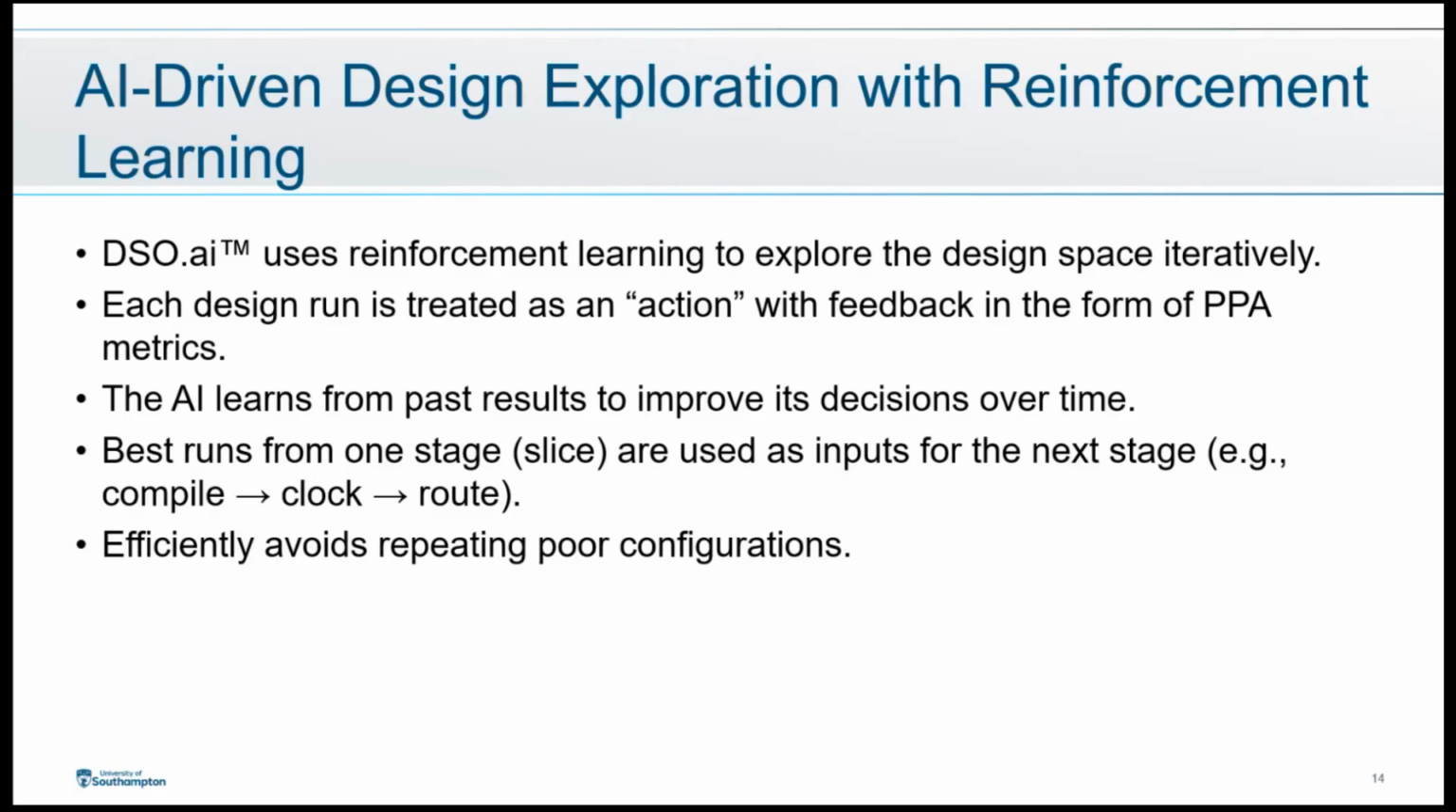Also, on top of this, DSO.ai can do this optimization in stages. So you can look at the top 5 results from the synthesis stage, use that as the basis for optimization in placement, and then routing, and then so on. And in this way, we can refine the design and explore good design strategies for different stages of the flow.